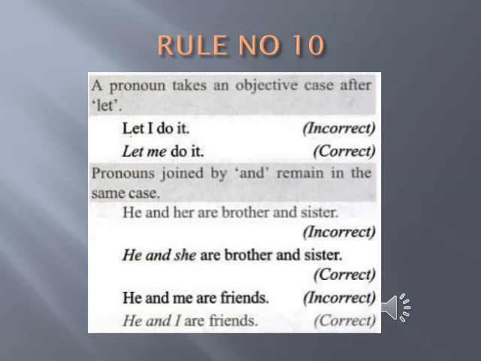Rule number 10 of spotting the errors. A pronoun takes an objective case after let. Let I do it is wrong. Whenever you are using let, you have to use the objective case. Let me do it. What is the objective case of I? I is the subjective case and the objective case will be me.